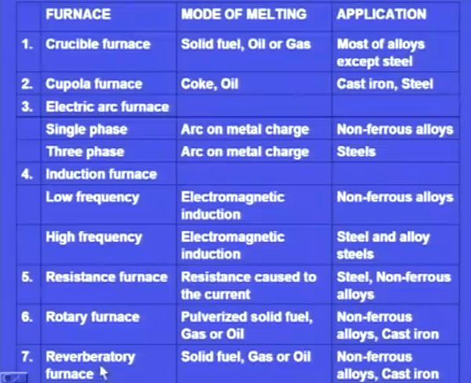Next one, we have seen the reverberatory furnace, and the mode of melting is by burning solid fuel, gas or oil, and its application is for melting non-ferrous alloys and cast iron. We use this furnace not only for melting cast iron, but also for superheating. We tap the molten metal from the cupola and we feed it in the reverberatory furnace and we superheat it, and we get the required temperature. Not only for superheating, but also for accurate control of the composition.